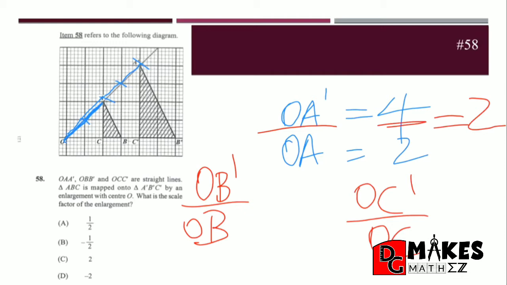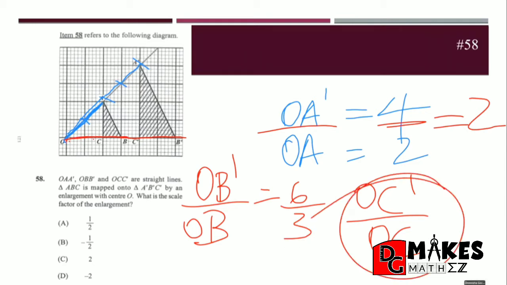If we looked at OB prime, we would have gotten 1, 2, 3, 4, 5, 6 units divided by the length to the original point, which is 1, 2, 3 units. And you would have gotten 2. If you tried it with OC prime divided by OC, you would have still gotten the correct answer.